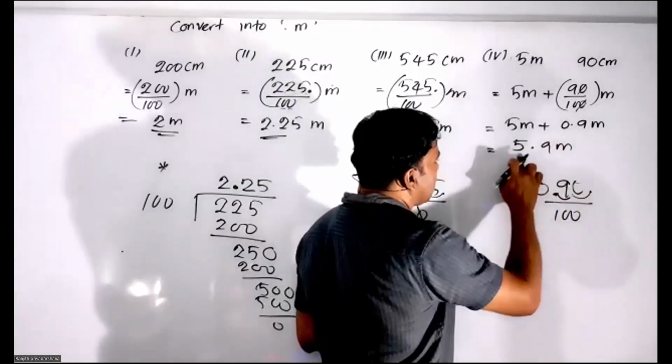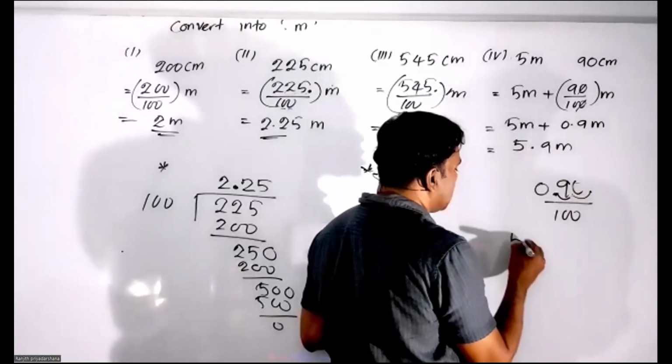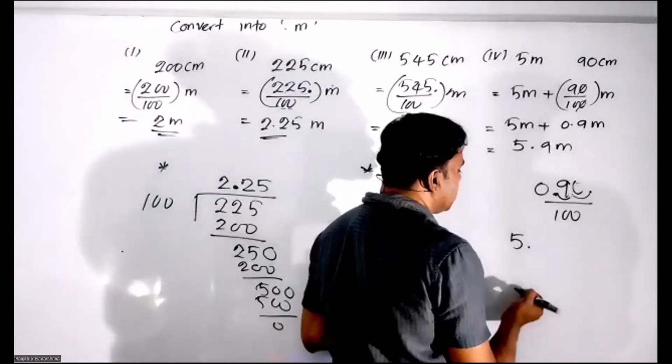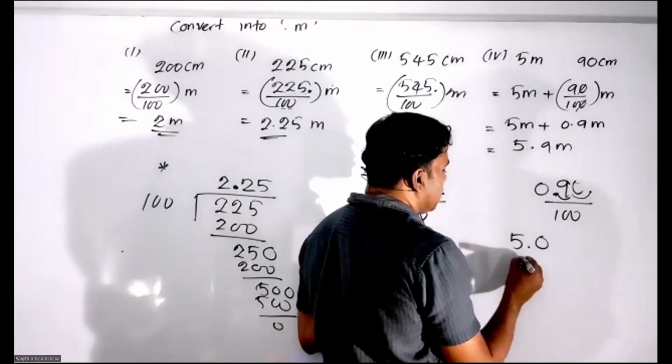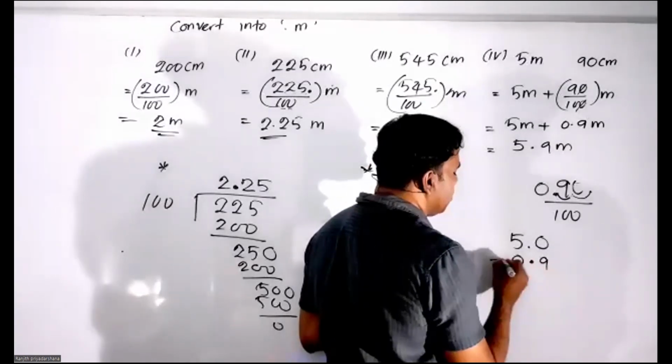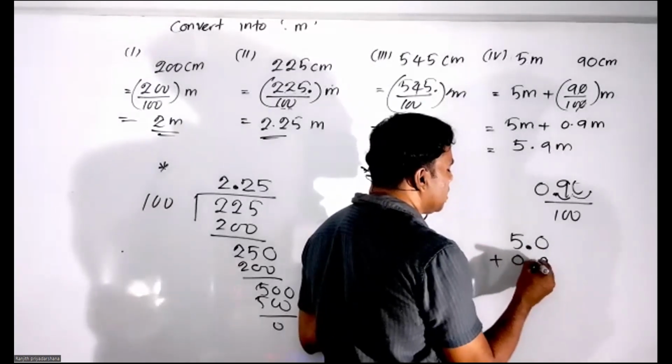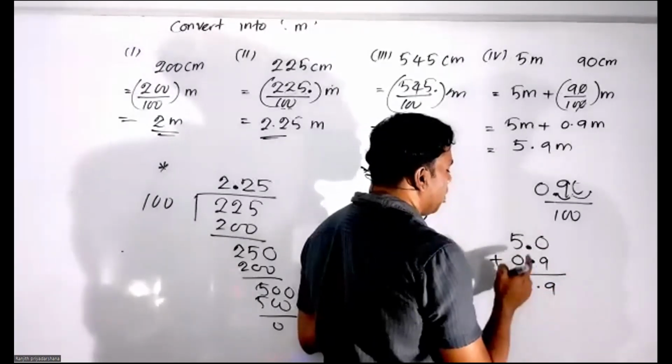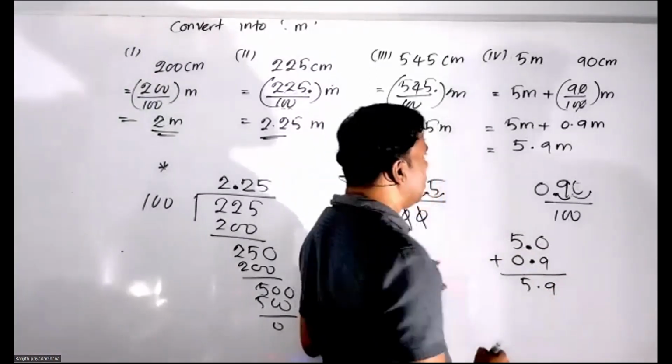So how does that become 5.9? Look at this. 5 meters. Right? 5 meters means 5.0. And 0.9. The only thing you have to do is keep this decimal point in the same row. The 9 plus 0 is 9. And 5 plus 0 is 5. The answer is 5.9 meters.